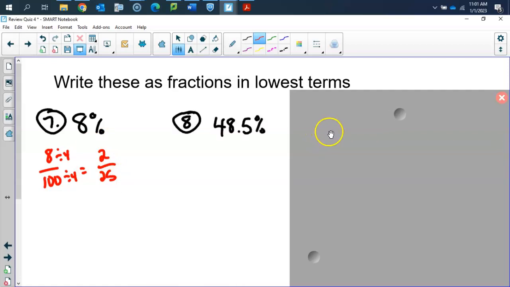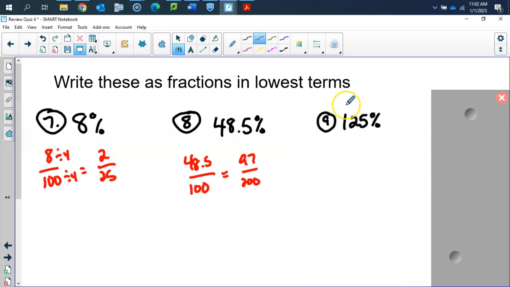Number 8. Go. Now, I would use a calculator for this. 48.5 over 100. If you put that into your calculator as a fraction, you are going to get 97 over 200. Last one, go. Well, this is 125 out of 100. Every percent in the world is out of 100. Divide these both by 25. And we get 5/4, which is 1 1/4.